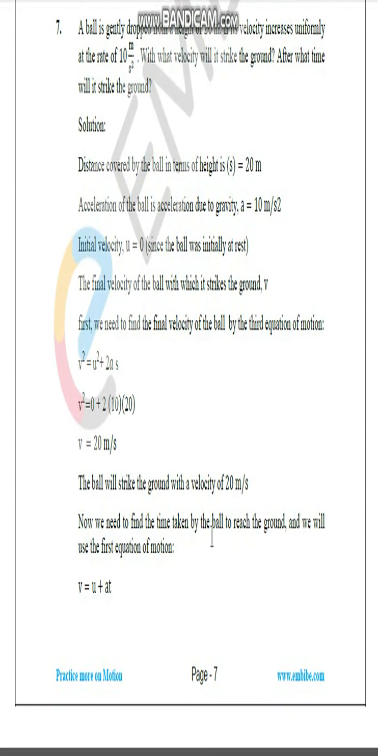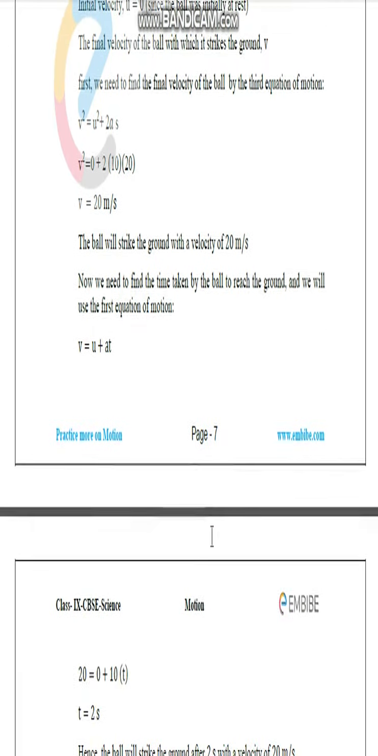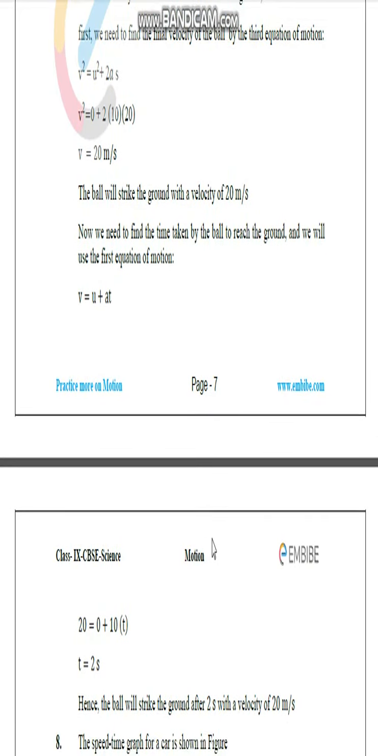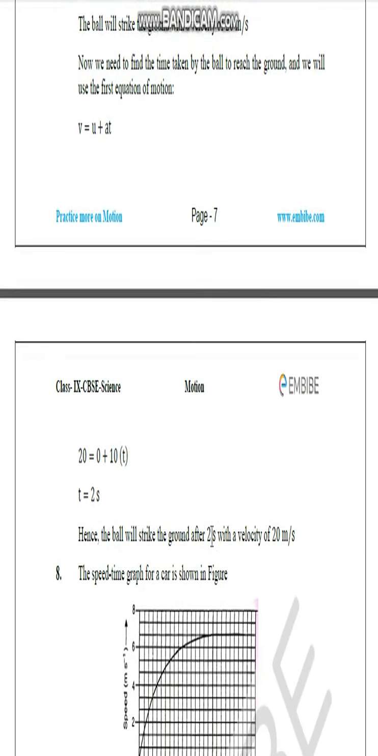To find its final velocity, I'll use the third equation of motion, that is v squared equals u squared plus 2as. I substitute all the values in this equation, and from this I will get v, which means the final velocity is equal to 20 meters per second. Now I have to find the time. For time I will take the help of the first equation of motion, that is v equals u plus at. I know a, I know u, I know v. I'll substitute all the values in this equation and then I will get the time.